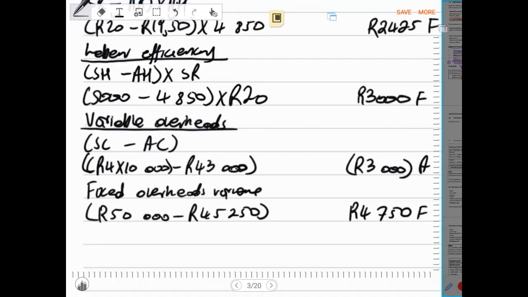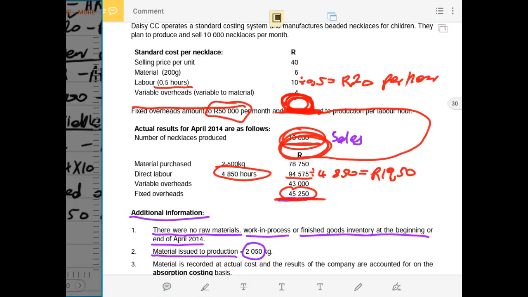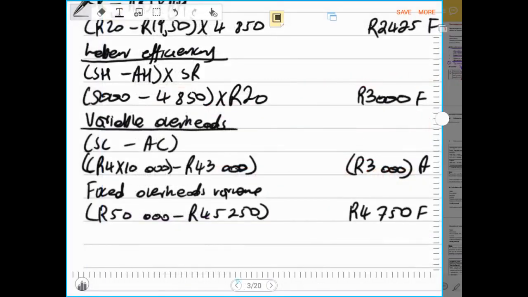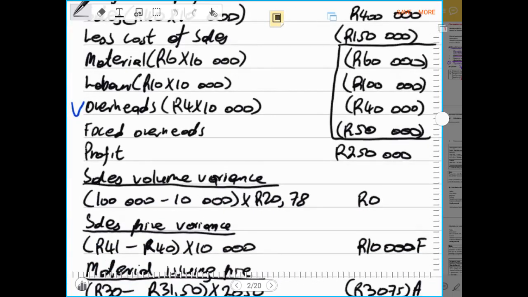Let me confirm the actual fixed, 45,250. That was right. Budgeted was 50,000. So these are the major variances that we are supposed to have accounted for as per the requirement. And now from here, I can calculate the total from the budgeted profit up to the last variance that I have.